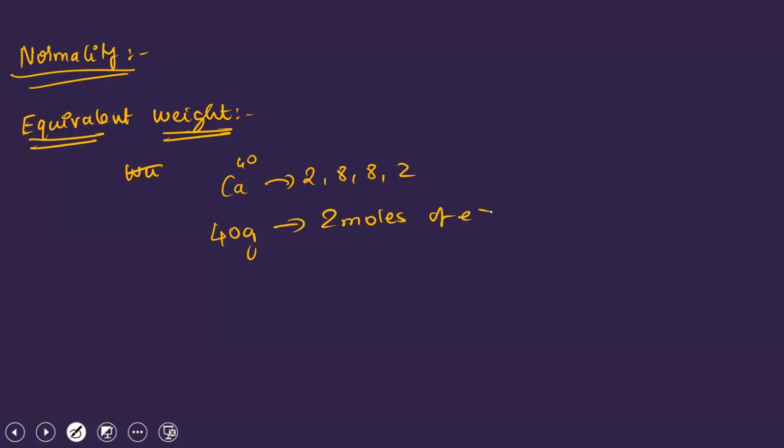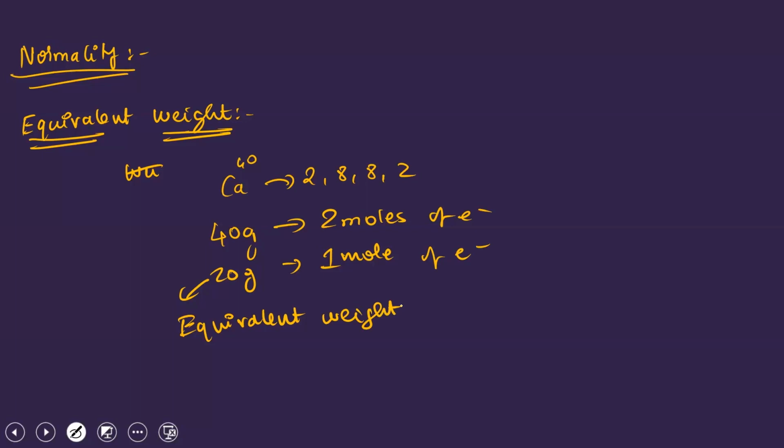What did I say equivalent weight is? Weight that reacts with 1 mole of electron. So then, what is the weight that reacts with 1 mole of electron? 20 grams. So this is the equivalent weight. Clear? This is the equivalent weight.